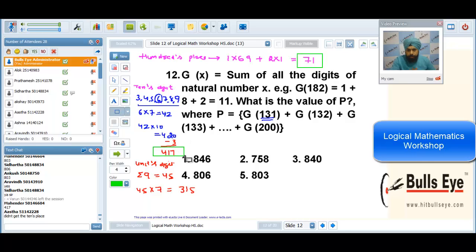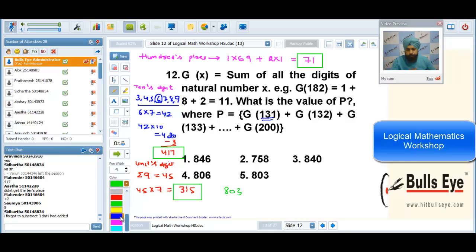Now guys, in total you need to add 71, 417 and 315, to say their sum happens to be 803. So the answer to the question is 803 students.